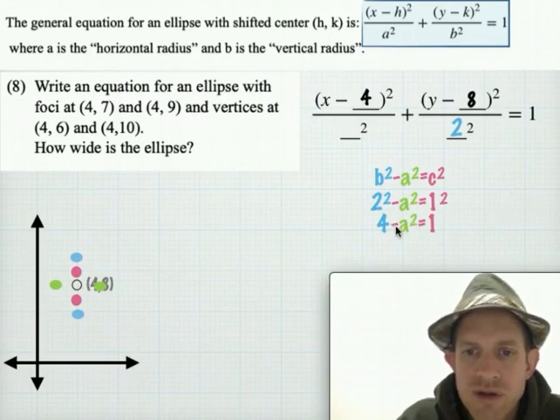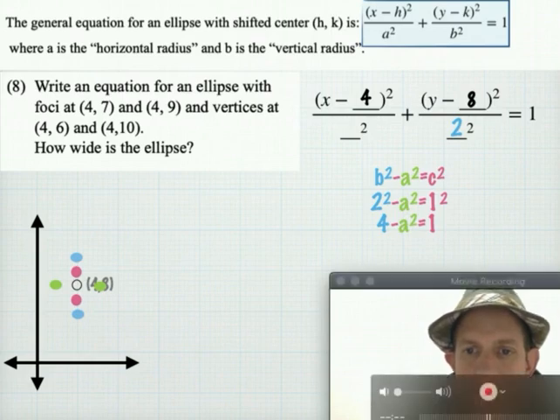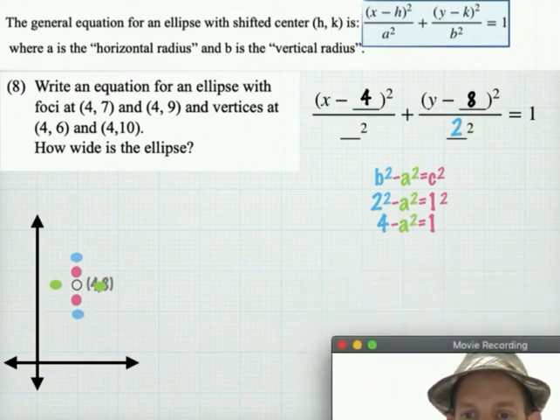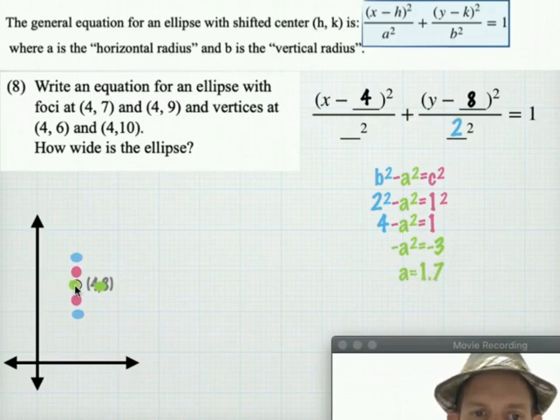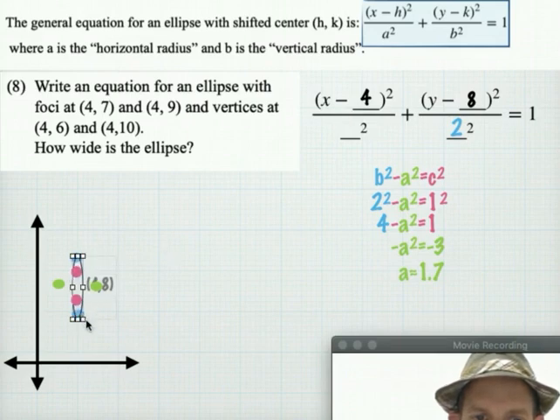And if we subtract 4 from both sides, hold on a second, I'm going to disappear. Whoop. There we go. That gives us a squared equals negative 3. And dividing both sides by negative 1 and taking the square root, we get that a has to be about 1.7. So if I wanted to draw this, I'm going to have to go 1.7 out in both directions. Now I can draw this ellipse. Right, up to there, down to there, out, and out.